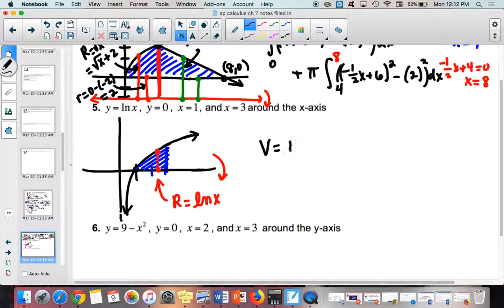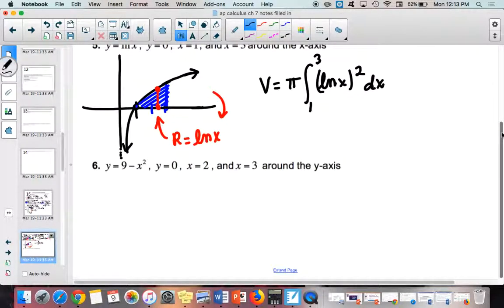So your volume is going to be pi times natural log of x squared, going from x equals 1 to 3, and that's it. But you know how to integrate that? Not without Math 9, right? How do you integrate natural log? The derivative of natural log is 1 over x. You do something called integration by parts, which we have not learned. So you would use your calculator for this one. We were going to learn it after the AP test because it's not on the AP exam. Fantastic.